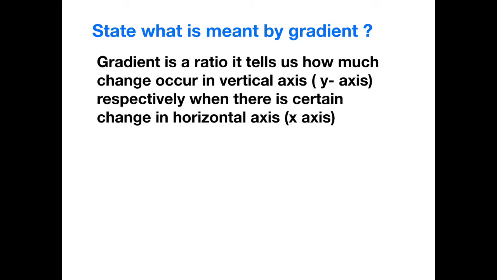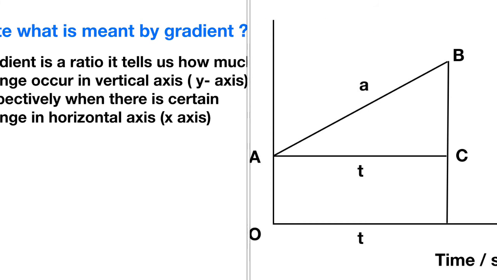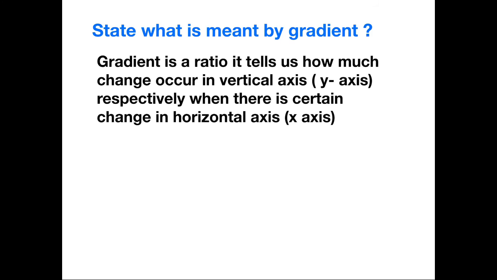Now, gradient is a ratio by which you can compare the change in vertical axis with respect to change in horizontal axis. And normally we call the vertical axis as a y-axis and the horizontal axis as x-axis. Now we see how much change occurs in y-axis when there was certain change in the x-axis.